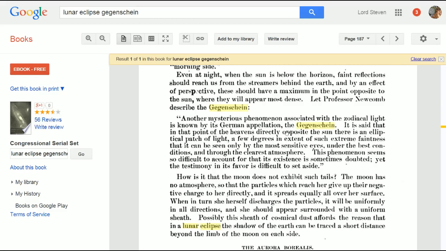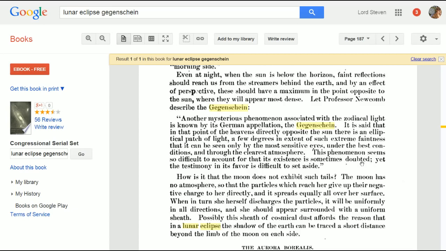Let me show you some research here with the Gegenschein. "Another mysterious phenomenon associated with the zodiacal light is known by its German appellation, the Gegenschein. It is said that in that point of the heavens directly opposite the sun, there is an elliptical patch of light." Now, I just told you I don't think it's elliptical. I think it's circular. I showed you how when you boost up the curves, it's circular. "A few degrees in extent, of such extreme faintness that it can be seen only by the most sensitive eyes under the best conditions and through the clearest atmosphere. This phenomenon seems so difficult to account for that its existence is sometimes doubted."